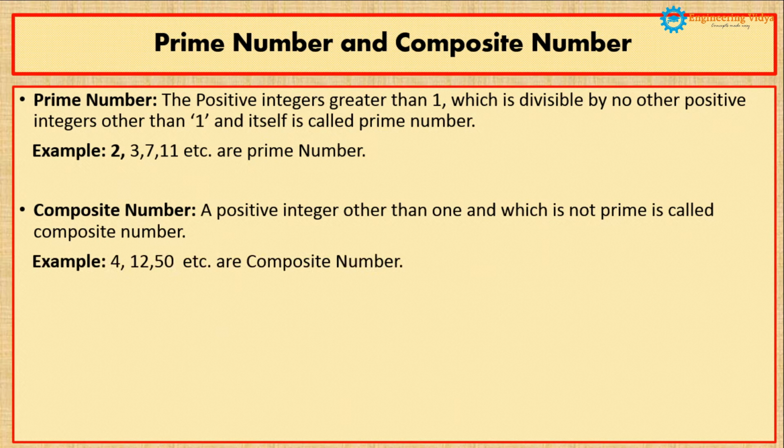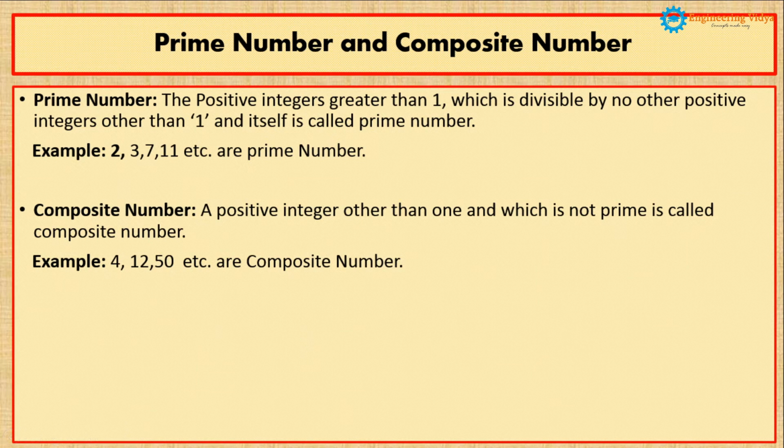Now see the examples of composite numbers. 4 is not a prime number because 4 is divisible by 2. 12 is not a prime number because it is divisible by 6, 4 and 2 as well. The same case is there with 50, and other numbers can divide 50, right? Hence we can say 4, 12 and 50 are not prime numbers. If it is not a prime number, then it is a composite number. Hope the definition is clear to you now.